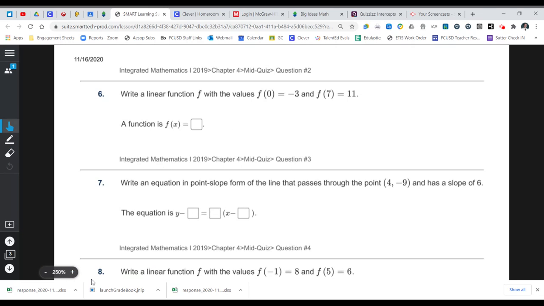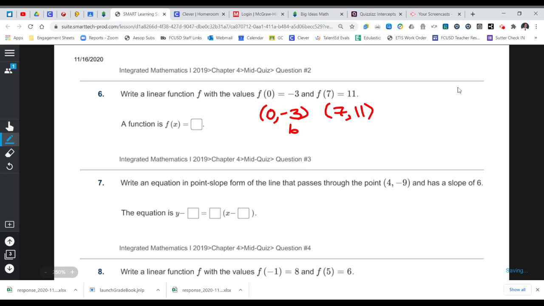All right, so write a linear function f with the values f of 0 equals negative 3 and f of 7 equals 11. The key to this problem is that it's the same as the last problem. It's just written differently. All you have to do is change it to coordinates. 0, negative 3 is the coordinate pair that they have given us. 0 is the input, the x. Negative 3 is the output. And notice that that is also the y-intercept. There's b.